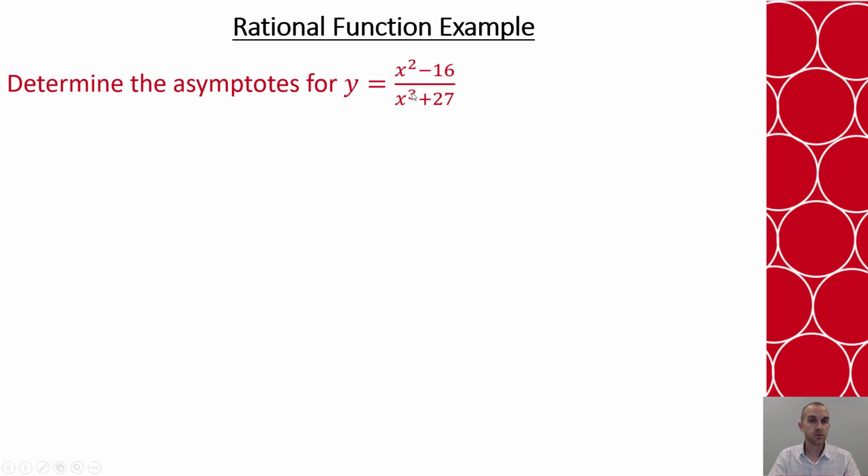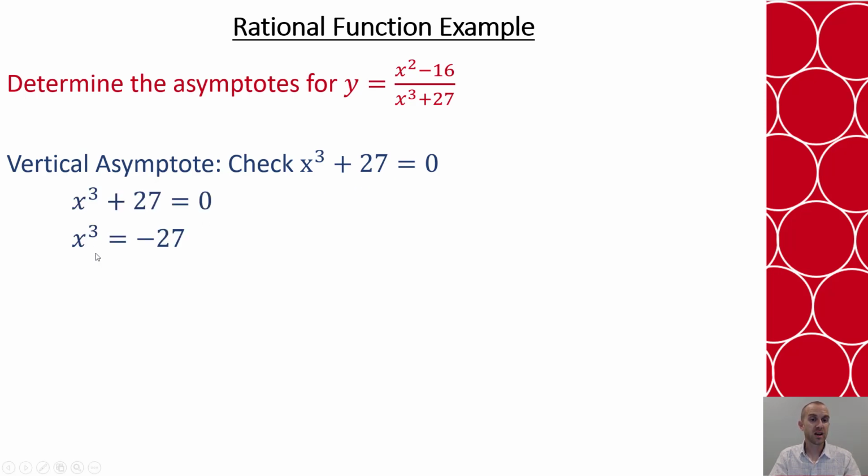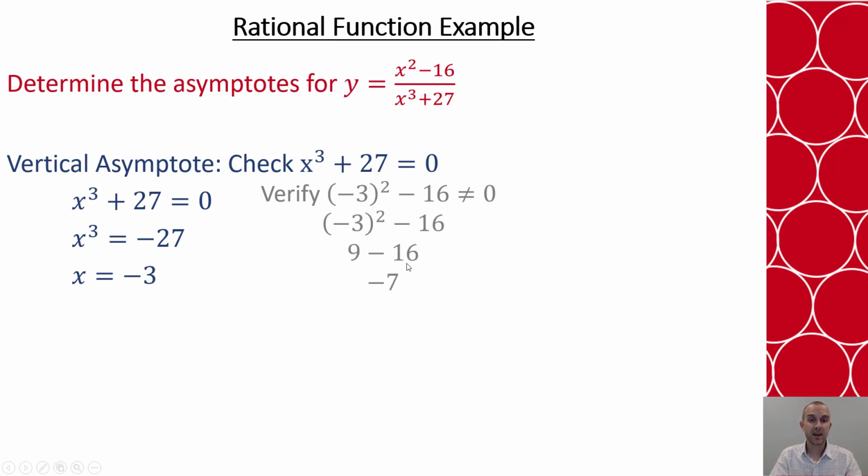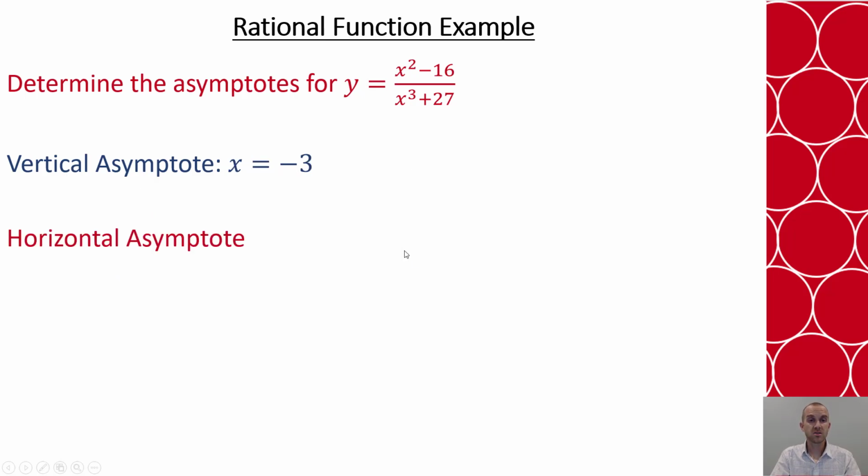Now let's look at one other example. Say I've got x squared minus 16 over x cubed plus 27. Start with the vertical asymptote. That's the x cubed plus 27. So when I do this, I'm going to subtract 27 from both sides and take the cube root. And that will give me that x is negative 3. I do want to verify that this is true, so I substitute into the other expression and verify that it does not equal 0. So negative 3 squared is positive 9. 9 minus 16 is negative 7. And negative 7 doesn't equal 0, so there is an asymptote at x equals negative 3.